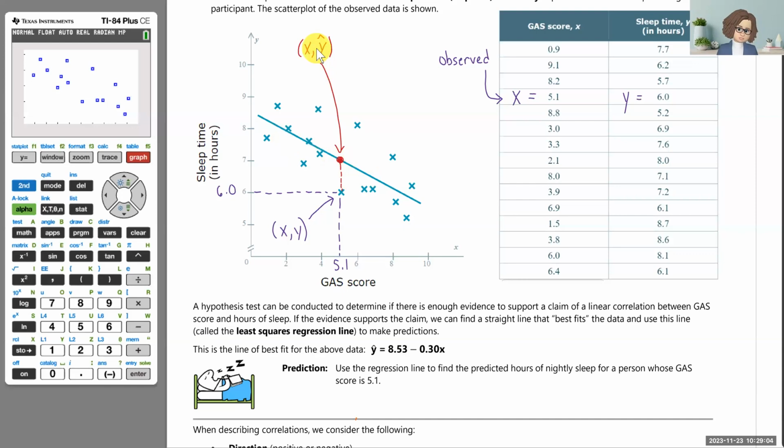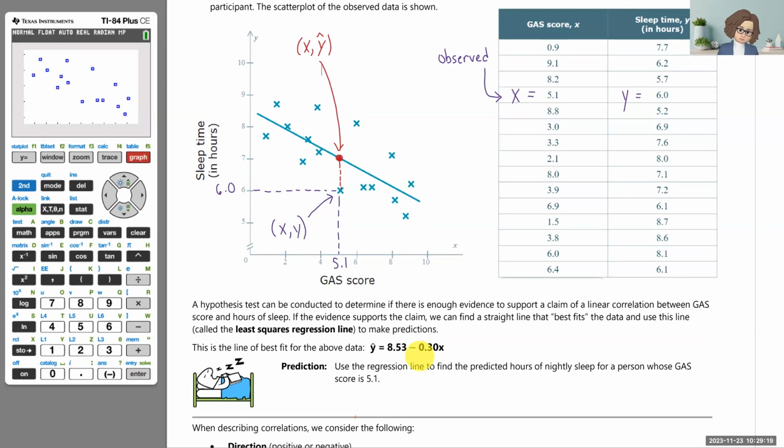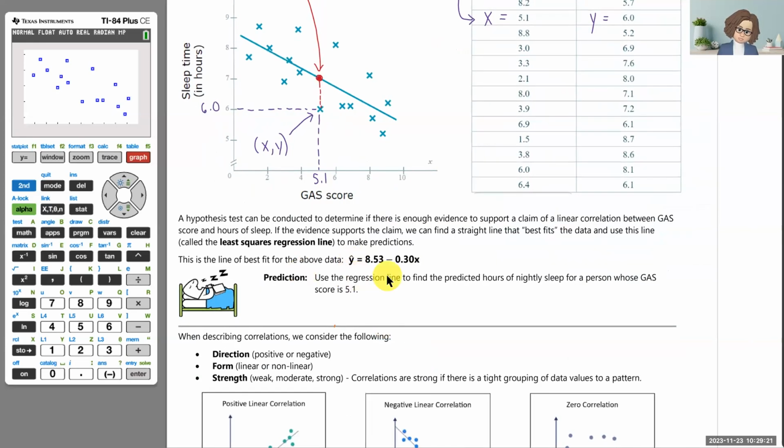All right, so that Y hat can be found using this regression line. So that value Y hat is a prediction, and let's go ahead and find that Y hat for this particular value of X. So let's use this regression line to find the predicted hours of nightly sleep for a person whose GAS score is 5.1. All right, so they're giving us X, 5.1. And later we'll learn how to find this regression line, but it's given to us now.